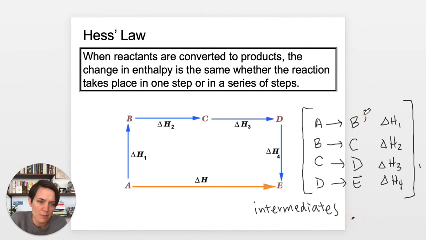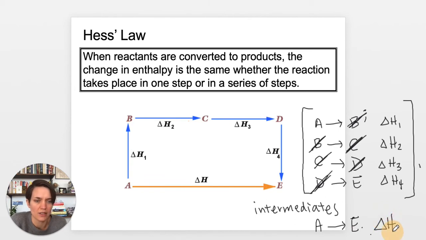So we have it as a product here and a reactant there, so we get to essentially cross them out, right? They cancel each other out. They're just intermediates. Same for C, same for D. So the total enthalpy change here would be the same as going directly from A to E. We just took this longer pathway. That would have an associated enthalpy change equal to delta H.